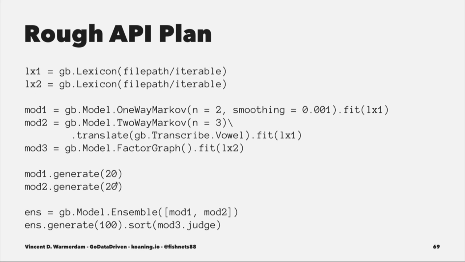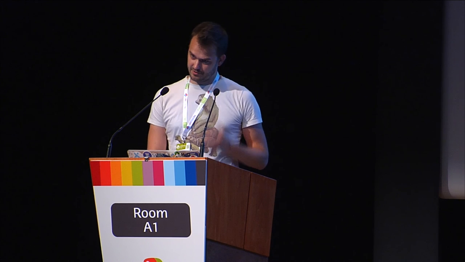Once those models are trained, I can generate from them. And the hopeful idea is that I can somehow make an ensemble based on two different models, maybe even give them some weighting, and then sort the outcome of this by some sort of judging characteristic of a model. Simply by writing this down for myself, it's not even working yet, this made it a lot clearer for me to know what I should be building and how I should be designing things.